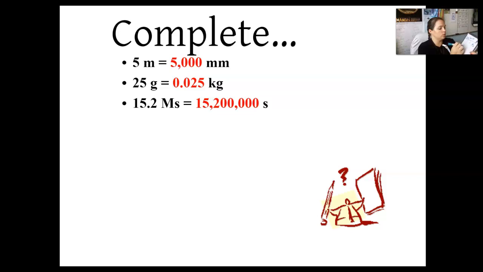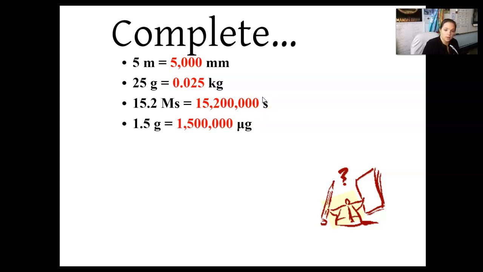So 15.2 over 1. So it ends up like that. I can cross out the megas. I got the seconds. There's your answer. That's how you figure it out. All right, let's look at the next one.